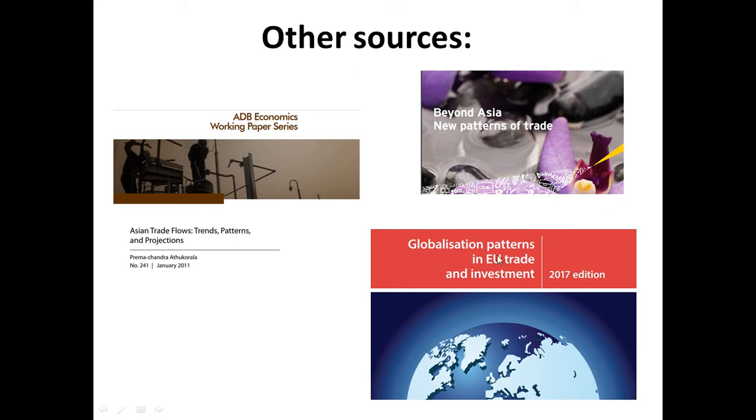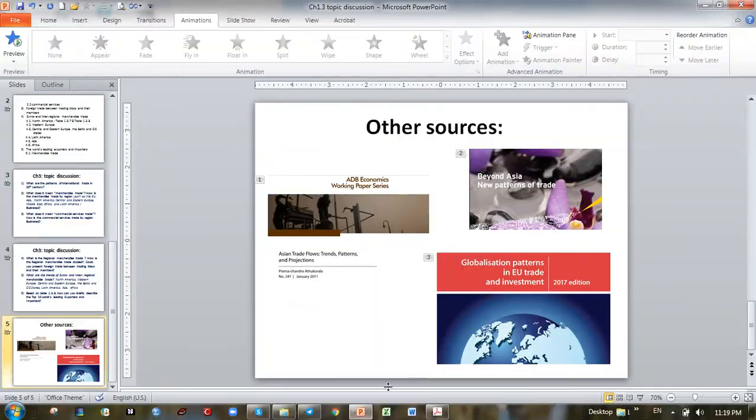Another one is Globalization Patterns in EU Trade and Investment, 2017 edition. I also did not show you the link. I'm not showing the link in order to enable you to find it by your own. I should not tell you this way, but if I cut this one out, you cannot find it. These are the sources that you can use to make your answer better. My slide presentation has ended, so we will go to the textbook.